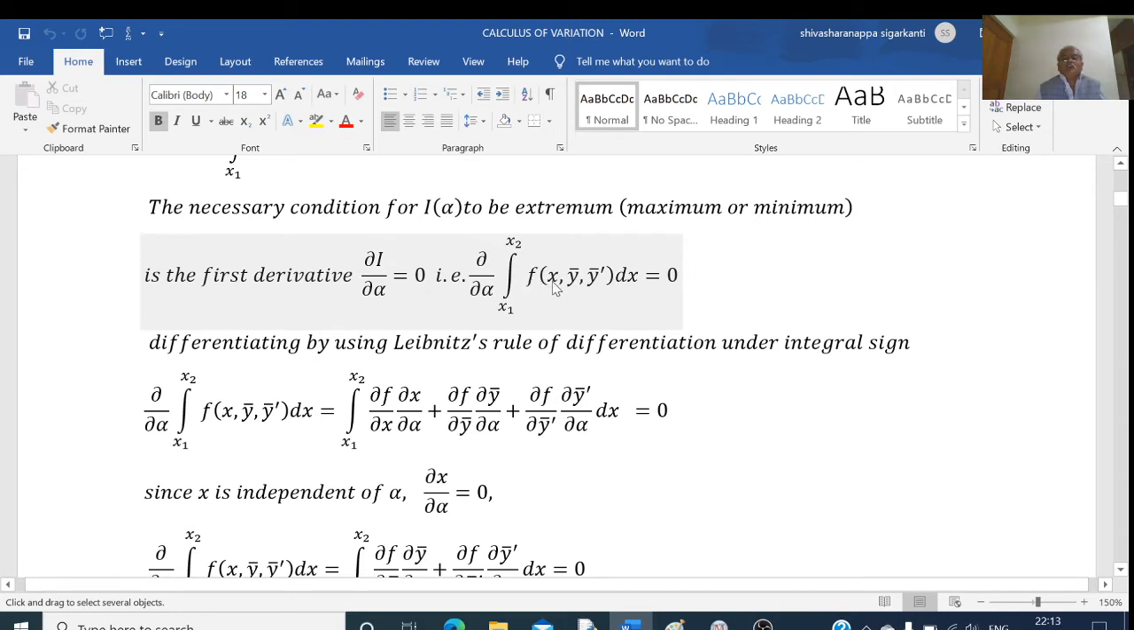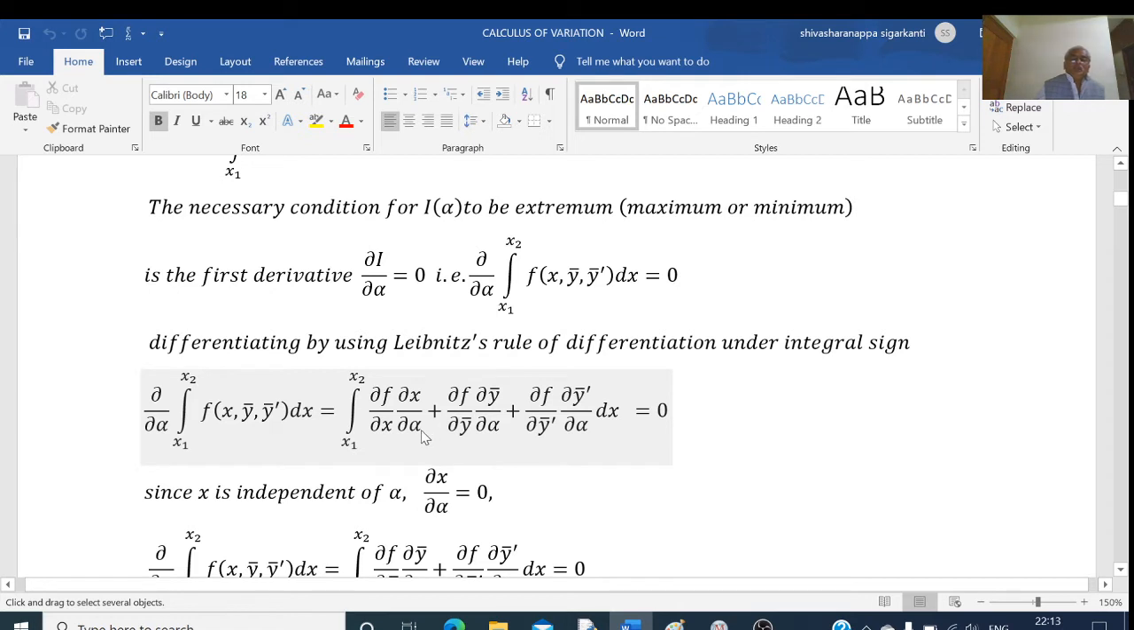As f is a function of x, then first term will be dou f by dou x into dou x by dou alpha plus f is a function of y bar. Therefore, dou f by dou y bar into dou y bar by dou alpha plus again f is a function of y bar dash. Therefore, this is equal to dou f by dou y bar dash into dou y bar dash by dou alpha into dx is equal to 0.